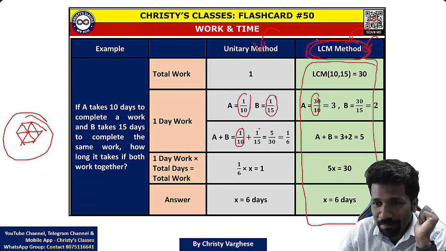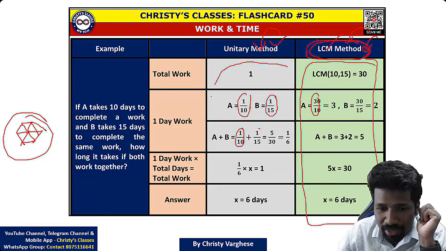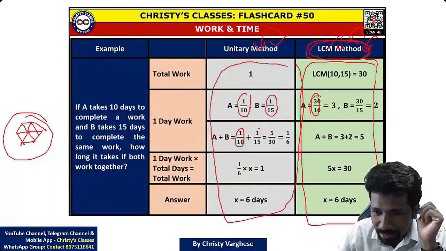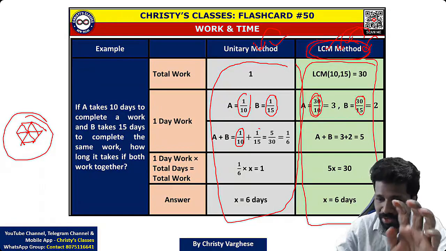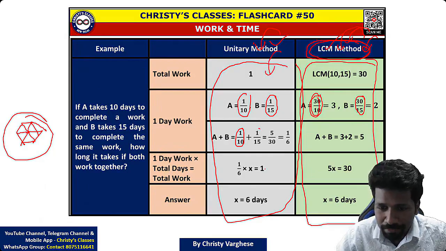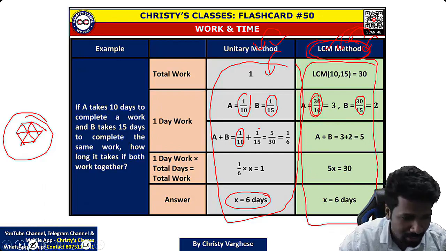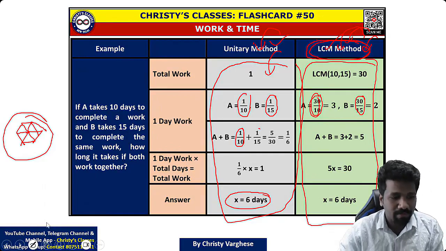Actually these are two separate methods, Priyanka: unitary method and LCM method. The unitary method we have properly completed. Now I am starting the LCM method. So in the LCM method it will be 30/10, 30/15. Why is that? I will explain. Is the unitary method completely clear, Priyanka? Yes, sir. Okay, very good. So don't worry, I'll explain the LCM method now. Okay, welcome.